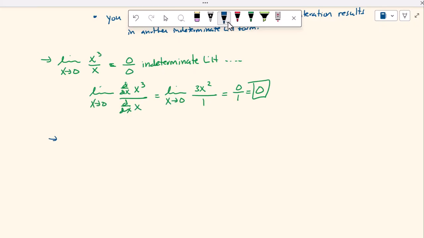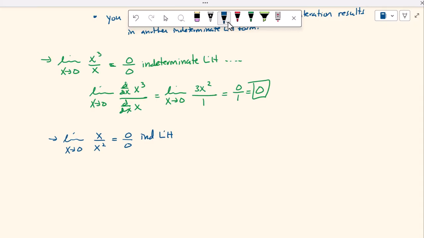Let's look at another one. Let's look at the limit as x approaches 0 of x over x squared. Now again, we're going to look at this, and I could reduce the x over x squared first, but I want to go ahead and apply L'Hopital's. If I take my limit, I get 0 over 0, and this is the work that I need to show. I say indeterminate L'Hopital's, so I have to explain each step.